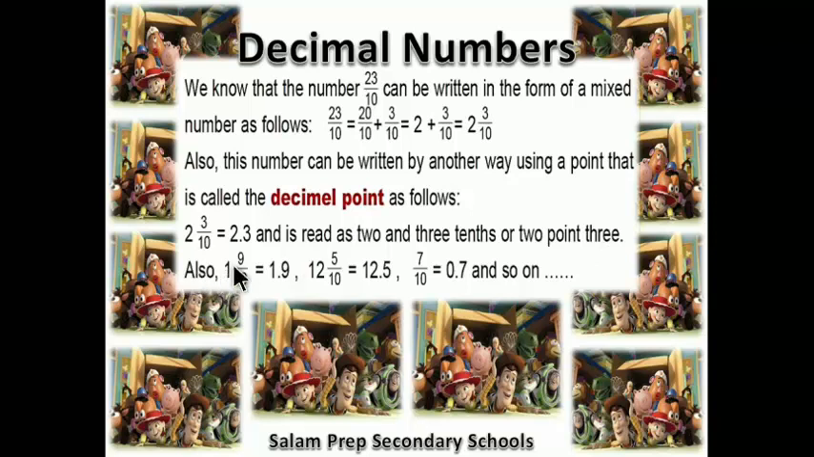Also, 1 and 9/10 equals 1.9 and is read 1 and 9/10. 12 and 5/10 equals 12.5, read as 12 and 5/10. 7/10 equals 0.7 and is read as 7/10, and so on.